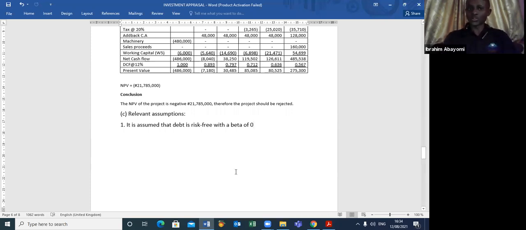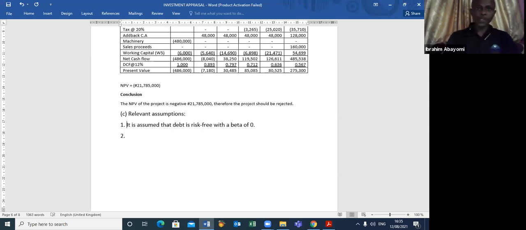So what does beta measure? Beta measures what? Risk, right? So if there is no risk attached to a particular item, that beta will be 0. So my assumption here is that the debt here is a riskless debt. So the beta of that debt is 0. So I'm assuming that since the examiner did not give me beta of debt, then it is assumed that debt is risk-free with a beta of 0. That is 1.